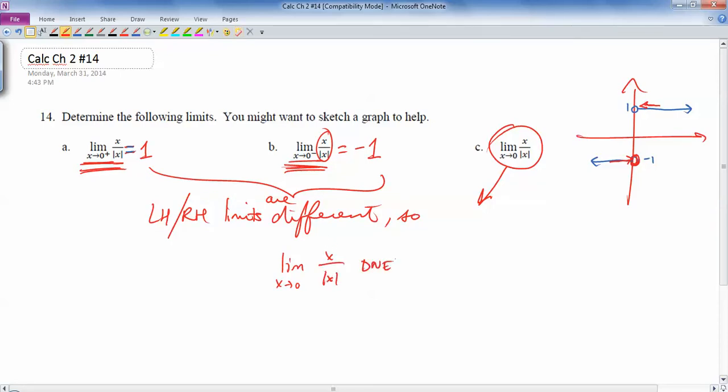not exist. They'd have to be the same number for it to exist, and in this case they're two different numbers, so there's not one finite value there. Okay, hope that helps.